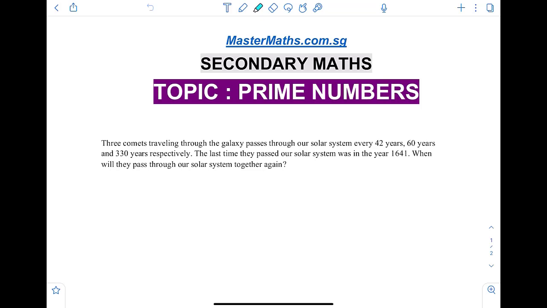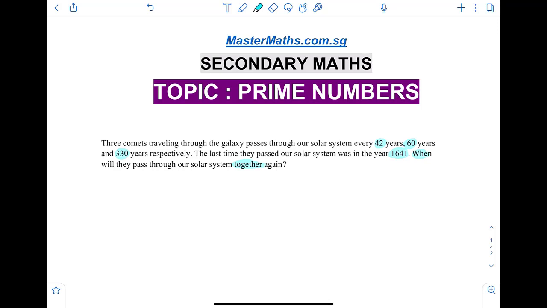Three comets traveling through the galaxy pass through our solar system every 42 years, 60 years and 330 years respectively. The last time they passed our solar system was in the year 1641. Wow, that is many years ago, huh? When will they pass through our solar system together again?